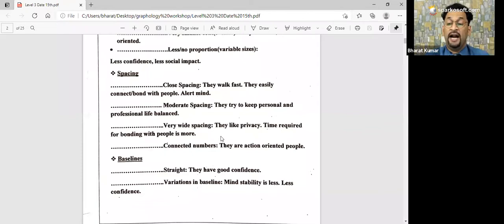If very wide spacing is used, that is a very important case. On the next page I have all the examples. This time I will give you many examples of written handwriting.